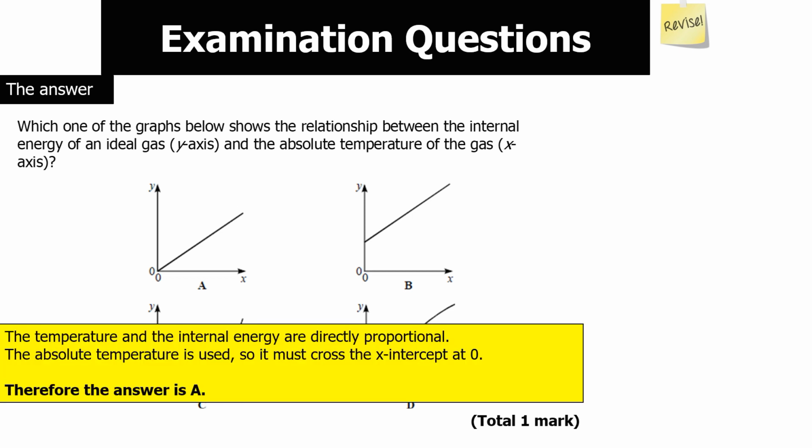Right, so here we know that the temperature and the internal energy must be in direct proportion to each other. Now because absolute temperature is used, so it's kelvins that's being used, it must cross the x-axis at 0, because we know that with the absolute temperature scale, when there's no energy, there's no temperature. So it must go through 0, 0. So the only answer possible is A.